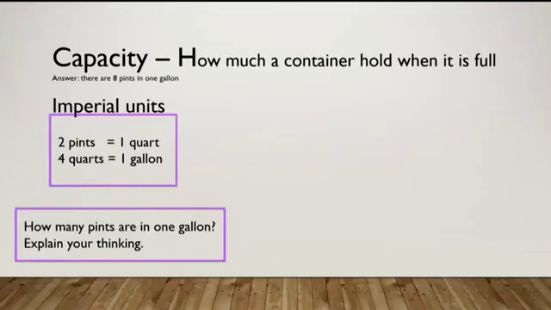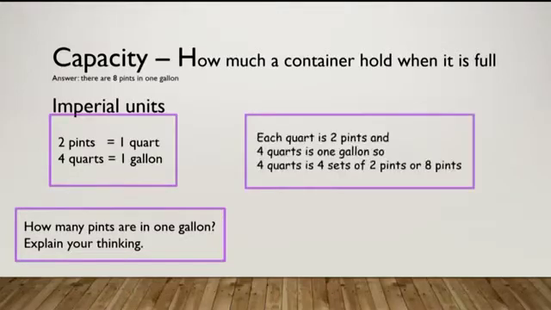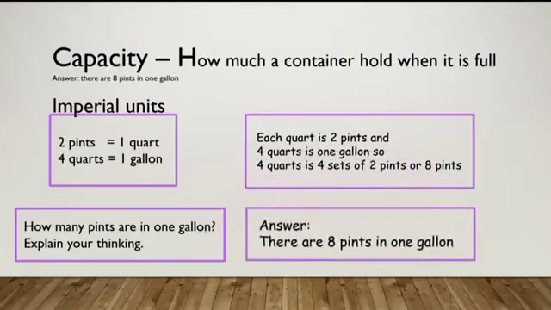So here's a question. How many pints are in 1 gallon? Explain your thinking. Each quart is 2 pints, and 4 quarts is 1 gallon. So 4 quarts is 4 sets of 2 pints, or 8 pints. So the answer is 8 pints make the gallon.